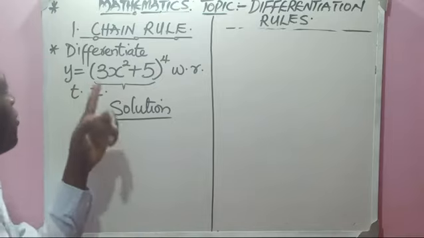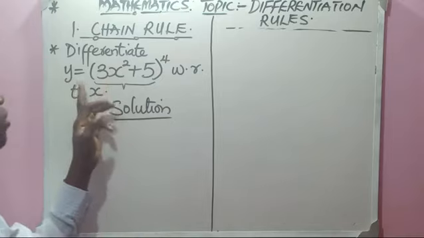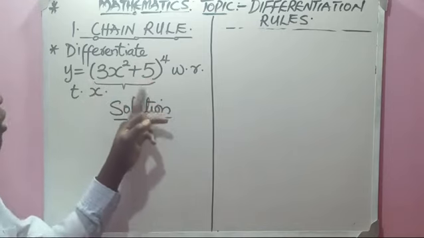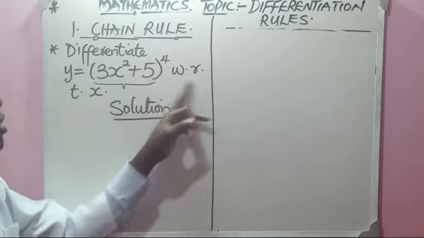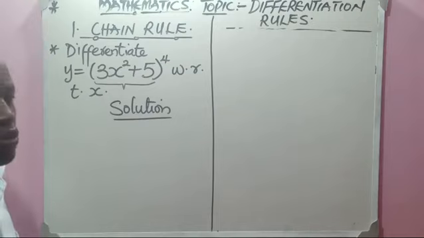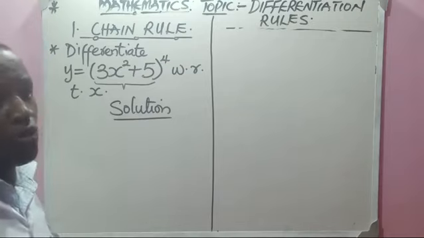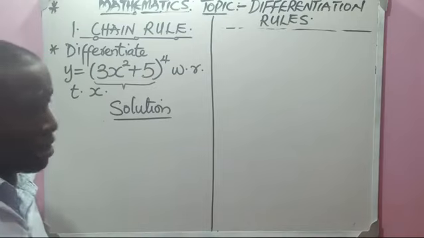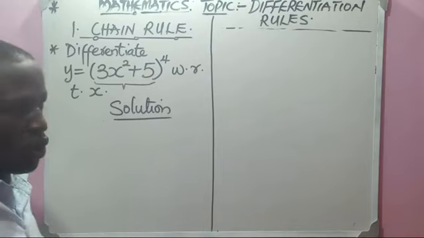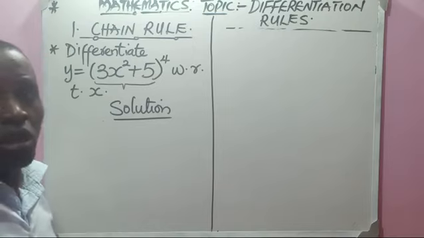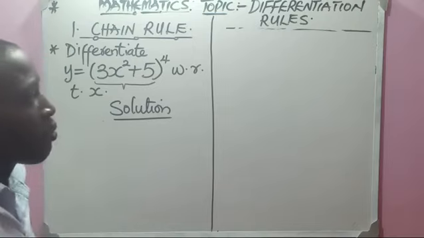There's a question here: differentiate y equals 3x squared plus 5, all in bracket, raised to power 4 with respect to x. Now the question is, when do I use chain rule? What is even chain rule? How do I use it? Very simple. That's the question many people have been asking me to explain.